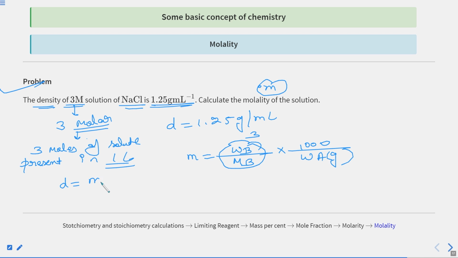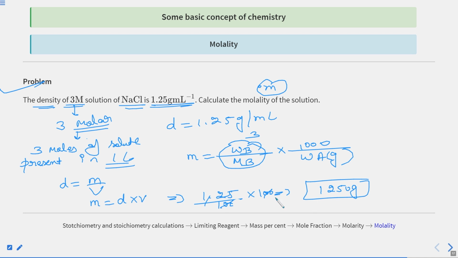Density is equal to mass by volume. You need mass, so mass is equal to density into volume. Density is 1.25 gram per milliliter. Volume is 1 liter, so you have to put volume in milliliter as well, which is 1000 milliliter. So 1.25 into 1000 comes out to be 1250 gram.